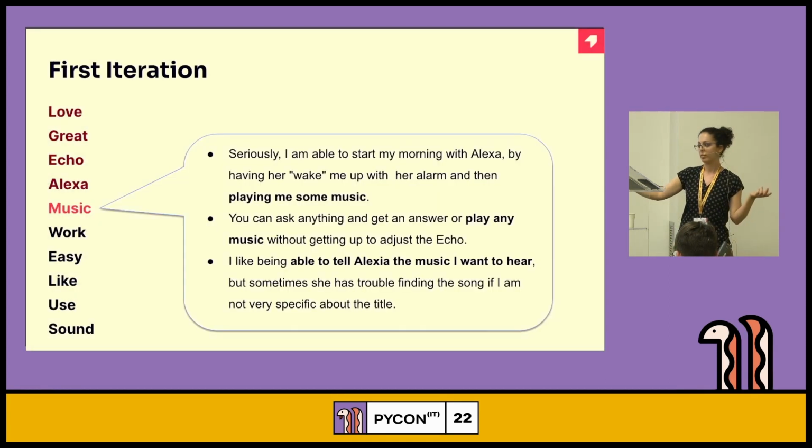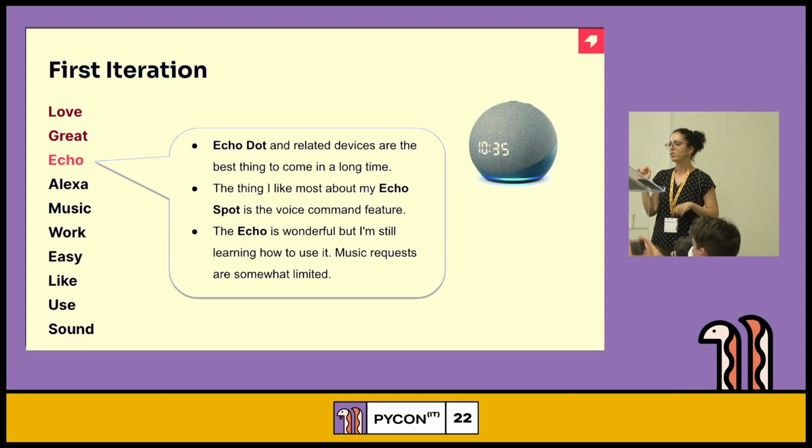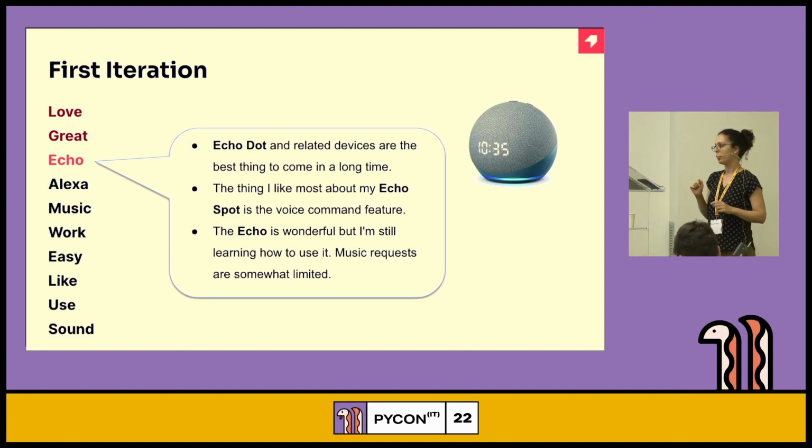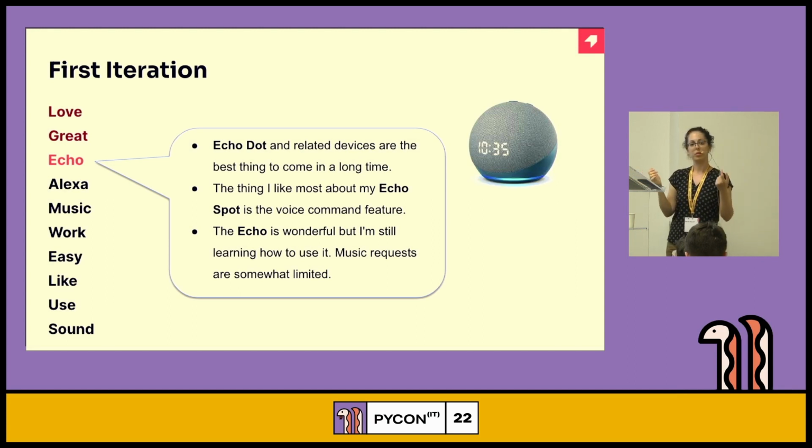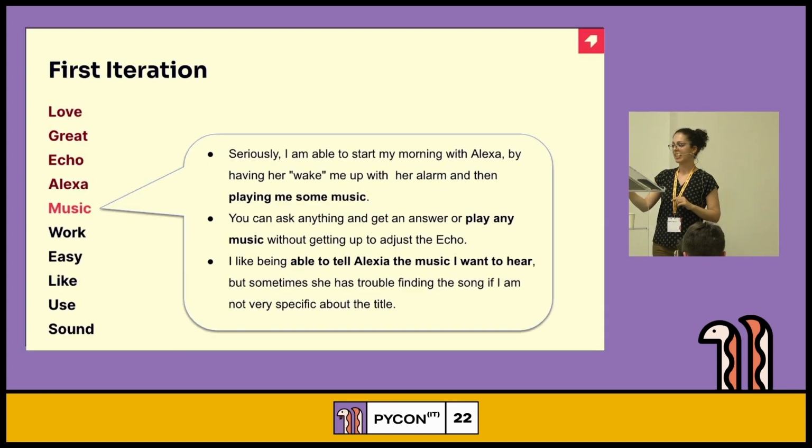"Great" is the same, obviously. "Echo". So Echo is one of the Alexa products. It's sort of a speaker. And it's also sensible that when people are reviewing it, they're mentioning the name of the product. Also doesn't have any business meaning, and it's not interesting for us as a theme. "Alexa" is the same.